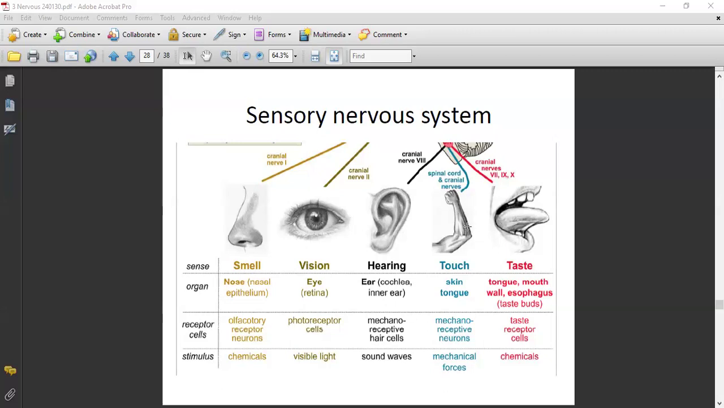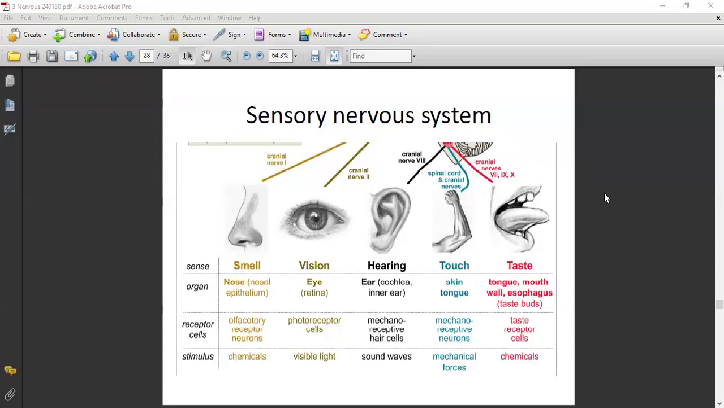You need to know that touch, the somatic sensory, goes through the spinal cord, but the others are part of the cranial nerve system, the cranial nerve sensory. So you need to know their cranial nerves: cranial nerve 1 for smelling, cranial nerve 2 for vision, cranial nerve 8 for hearing, and cranial nerves 7, 9, and 10 for taste. We also talked about the cortical region that processes their signal. So that is a good summary of the sensory.